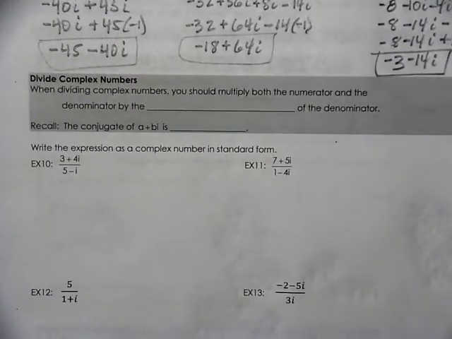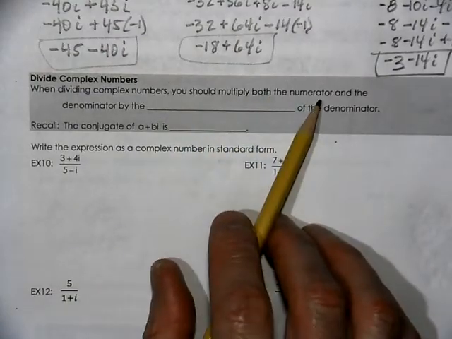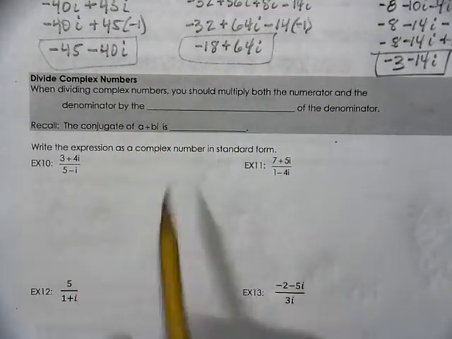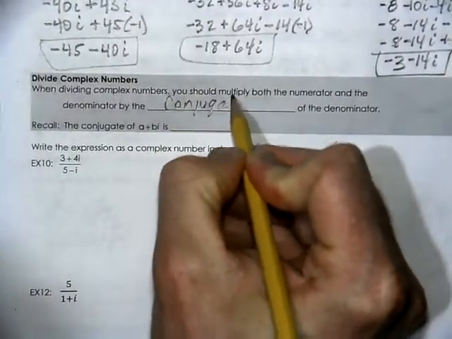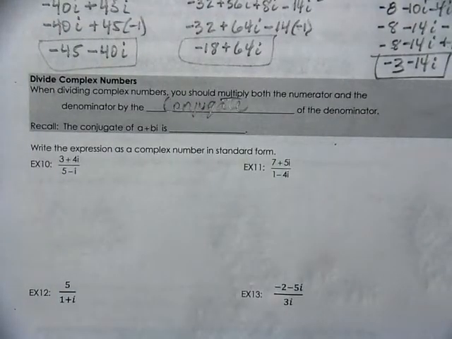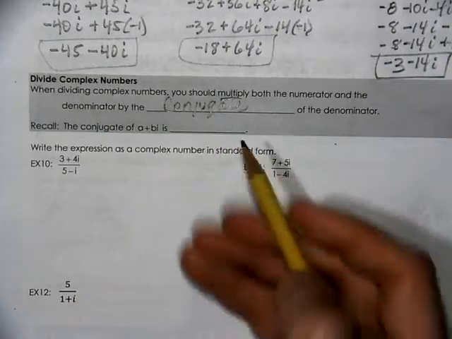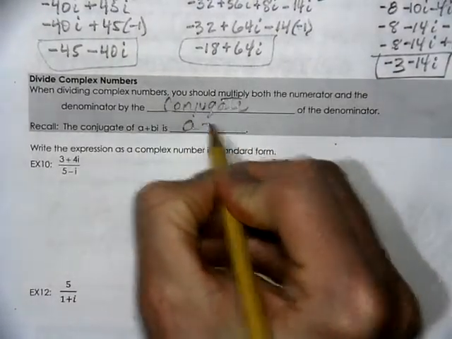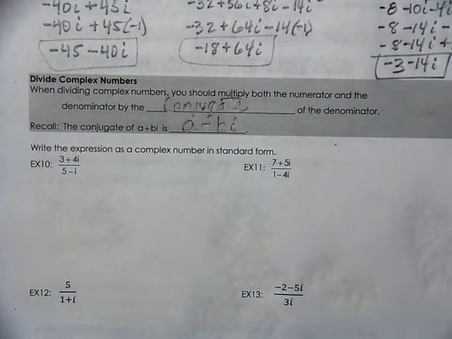Now when we're dividing complex numbers, you should multiply both the numerator and the denominator by the conjugate of the denominator. Recall that the conjugate of a plus bi is a minus bi. You have to change the sign so when you do the FOIL, those middle terms cross out.